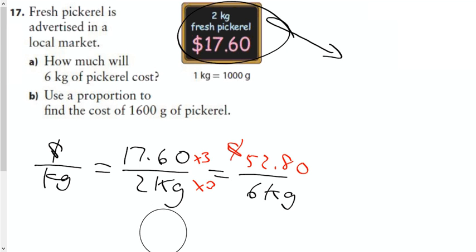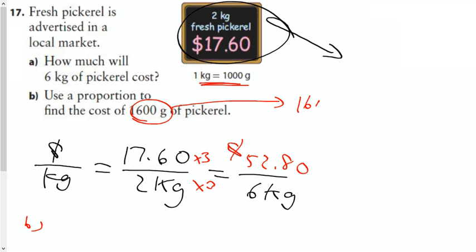The difficult question becomes our next one, B. It says use a proportion to find the cost of 1,600 grams of pickerel. Well, the first thing we need to know is right here, 1 kilogram equals 1,000 grams. So 1,600 grams is equal to how many kilograms? If 1,000 grams is a kilogram, then 1,600 grams is how many kilograms? 1.6. That's the first thing we had to make as a conversion. That's the hardest part, is realizing I had to convert those grams to kilograms to start.